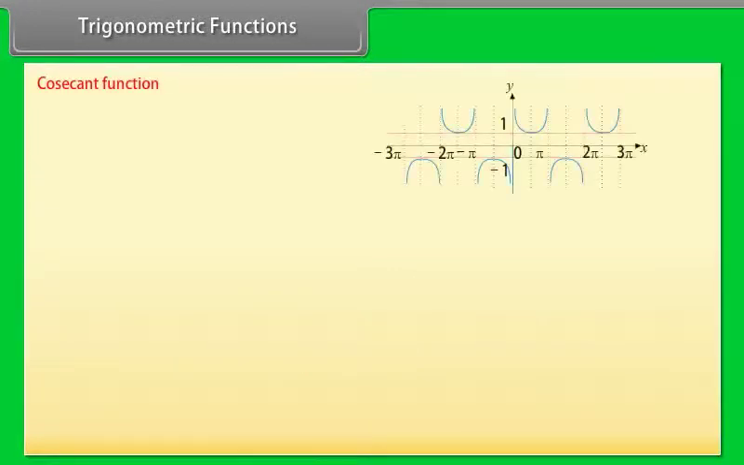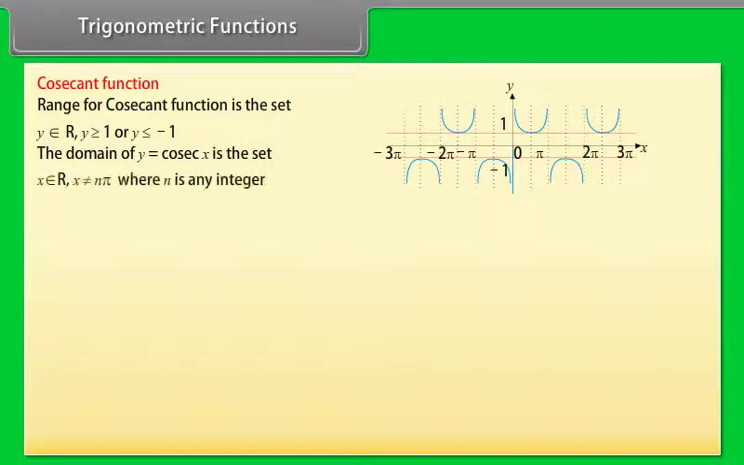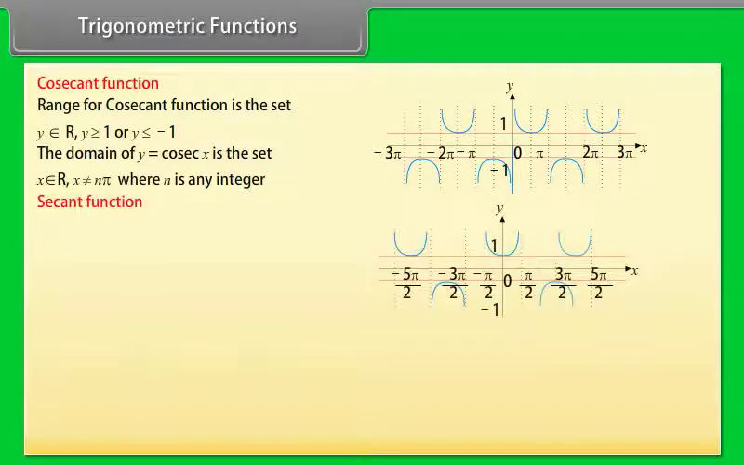Cosecant function. Range for the cosecant function is the set of y belonging to real numbers, y greater than or equal to 1 or y less than or equal to -1. The domain of y equal to cosec x is the set of x belonging to real numbers, x not equal to n times pi, where n is any integer. Secant function. Range for the secant function is the set.